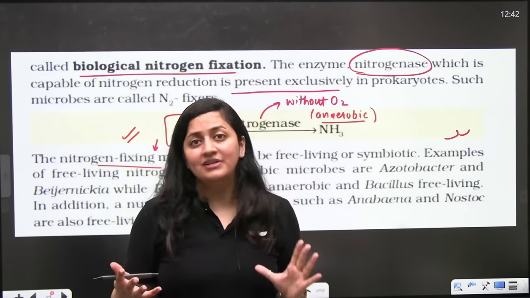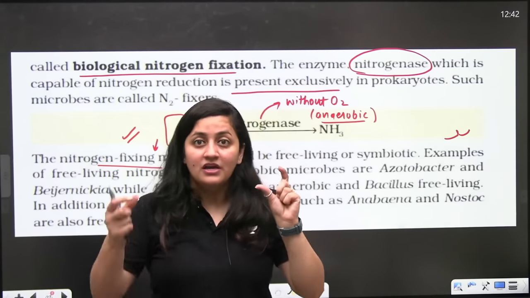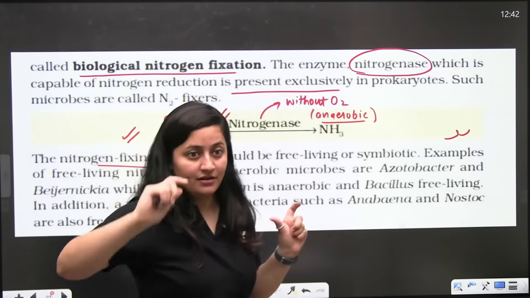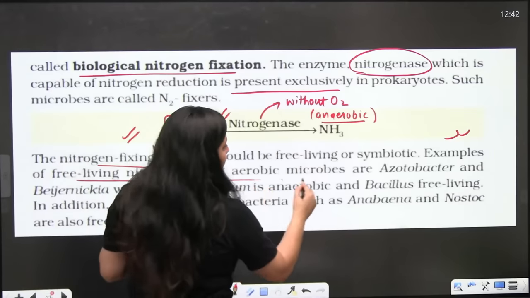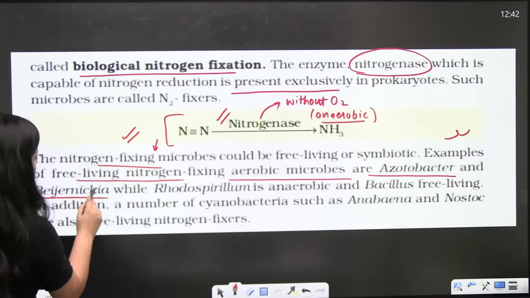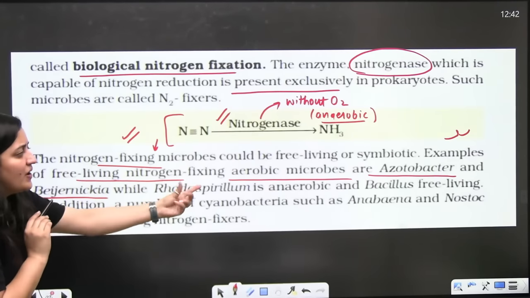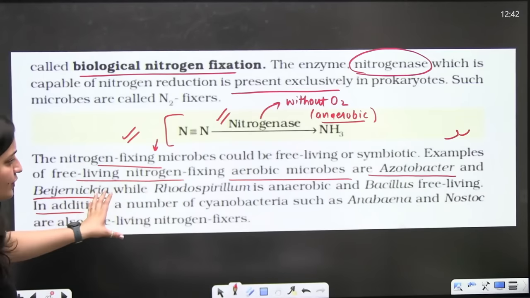And the best example that we study is the rhizobium in the root nodules of leguminous plants. Remember that, right? So, free living nitrogen fixing aerobic microbes, we have the example of Azotobacter, Escherichia, while Rhodospirillum is the anaerobic and Bacillus is the free living. These are just a few examples.